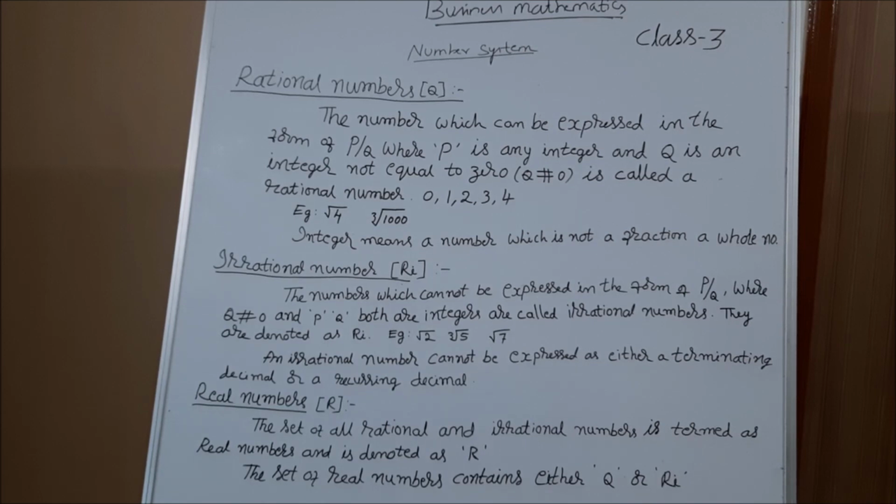Rational numbers, which is denoted as Q. The number which can be expressed in the form of P bar Q, where P is any integer and Q is an integer not equal to 0, is called a rational number. Examples: 0, 1, 2, 3, 4, or the square root of 4, the cube root of 1000.